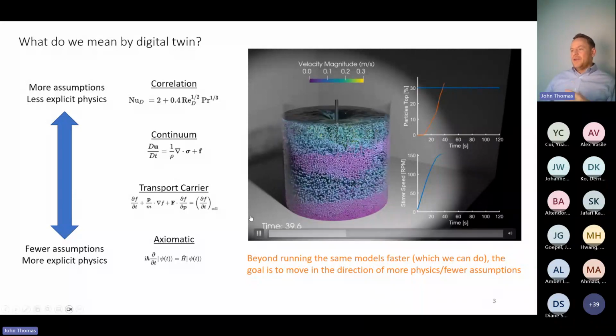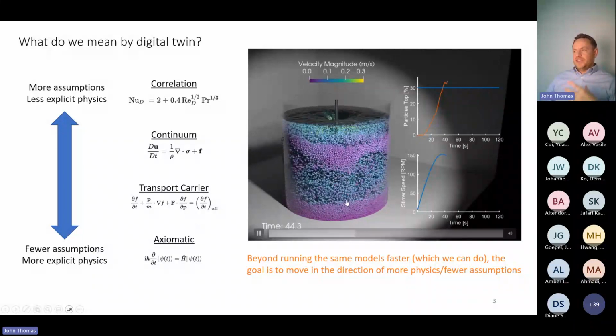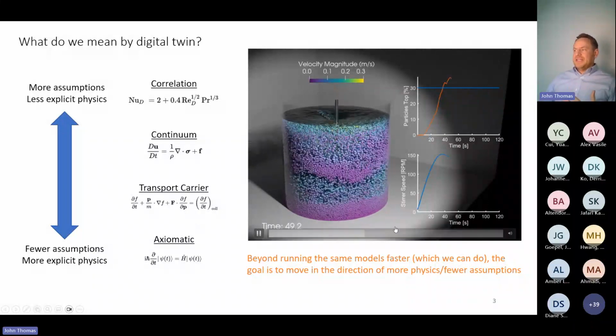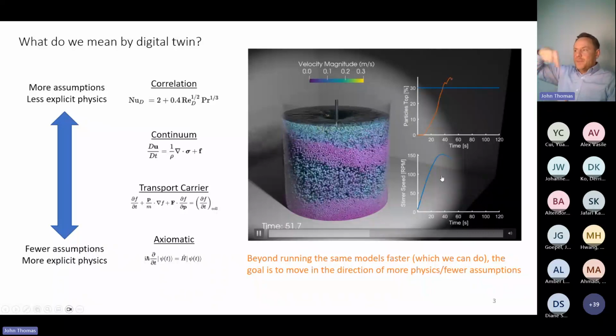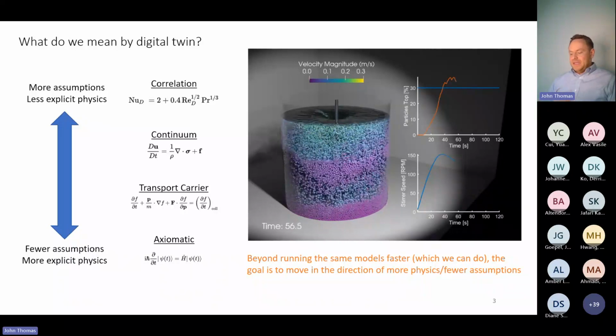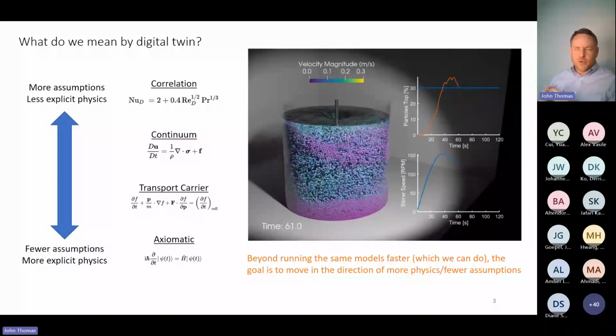So here I have a quasi-continuum transport carrier description of this slurry system. I'm modeling minutes of the process with inline controllers. So again, I have a PID loop informing the impeller speed in a way that minimizes the number of particles stuck on the bottom of the tank. This might be called an NJS, colloquially speaking.